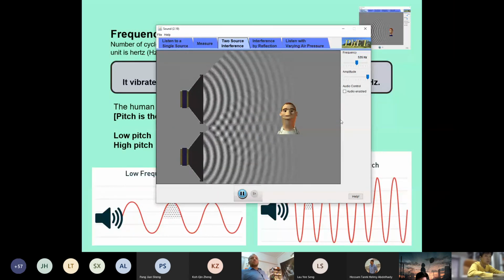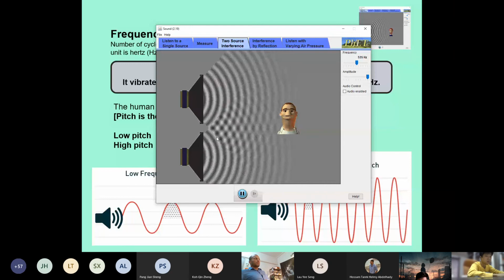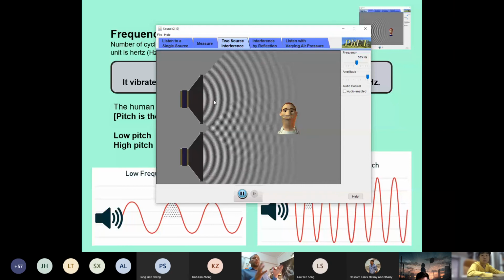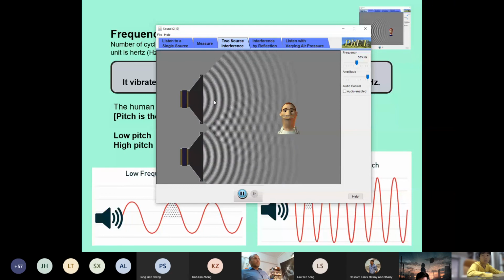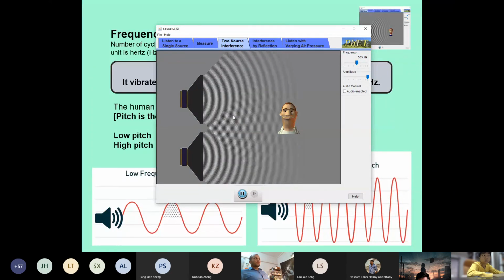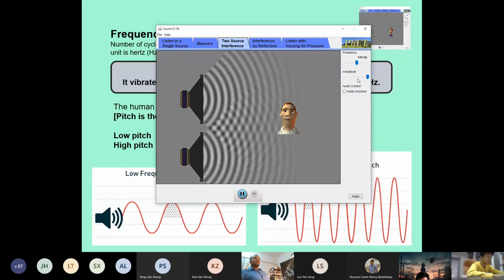Look now, when there are two sources of sound, as you can see, sound will mix. They are mixing together. So this part is a mix of sound from this and this.